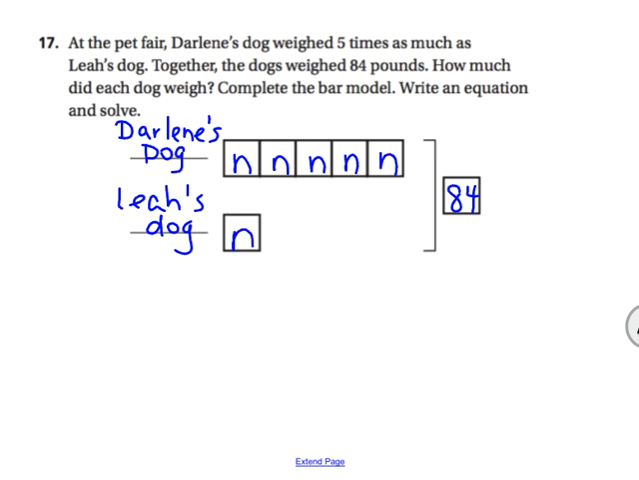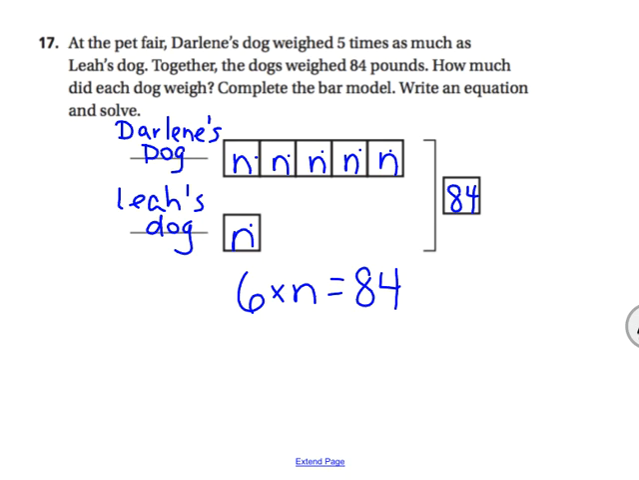again, since the bracket is around both Darlene's dog's weight and Leah's dog's weight, we are going to count up all the N's we see all together. 1, 2, 3, 4, 5, 6. So it becomes 6 times N equals 84. Okay? And you're going to say, oh no, I don't know how to do 6 times something give me 84. Okay, well, we should know our 6 times tables, okay?